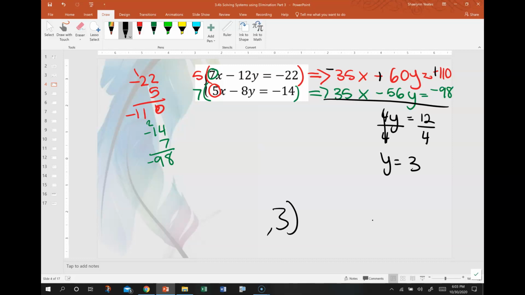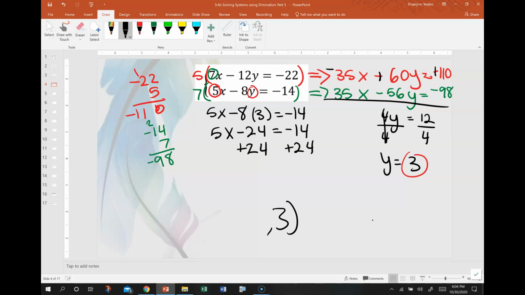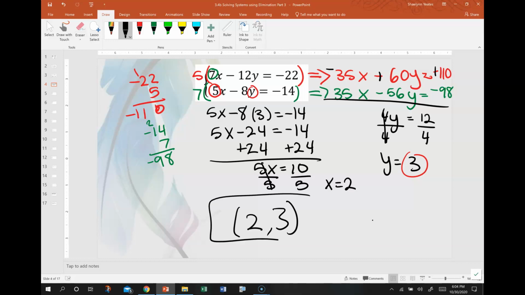So right now, I've got that part of my solution. I'm not done yet. So now I'm going to take this 3, and I'm going to plug it in for this y, because I just picked the bottom equation. So I've got 5x minus 8 times 3 equals negative 14. So negative 8 times 3 is negative 24, equals negative 14. So if I add 24 to both sides, I end up with 5x equals 10. Then divide both sides by 5, and I end up with the solution of x equals 2. So then my solution to the system is (2, 3).